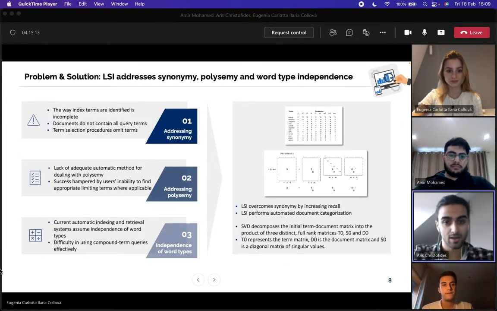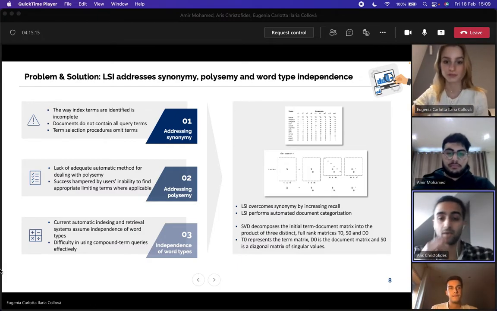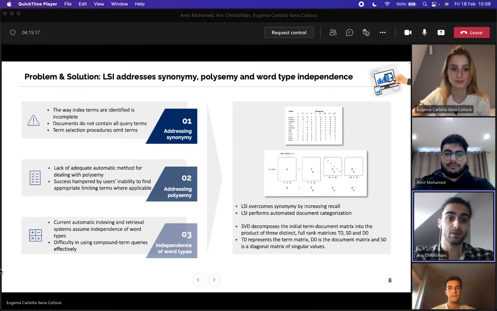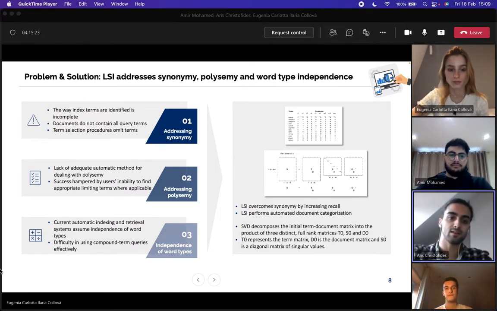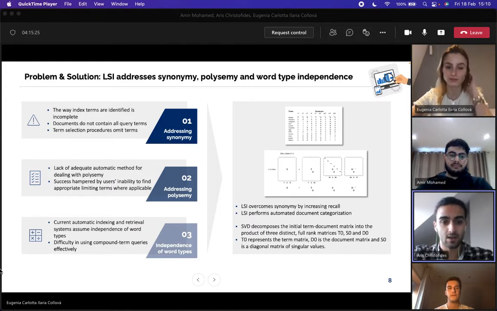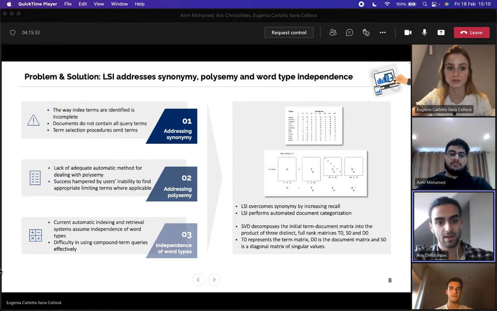Thank you, Enrique. I will now proceed to discuss the second paper's problem and proposed solution. So this paper presents a different information retrieval technique, called latent semantic indexing, also known as LSI, which resolves some of the challenges and issues faced by BM25. More precisely, LSI tackles both synonymy and polysemy, as well as independence of word types, which are essentially the three main problems treated in our second paper.